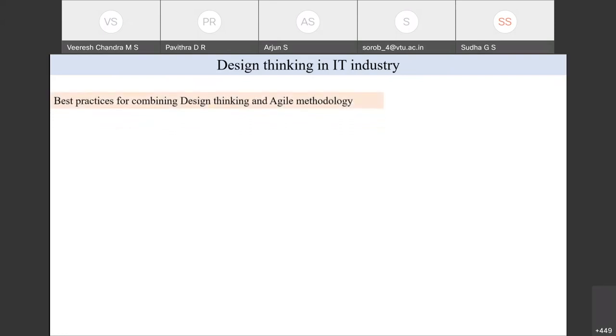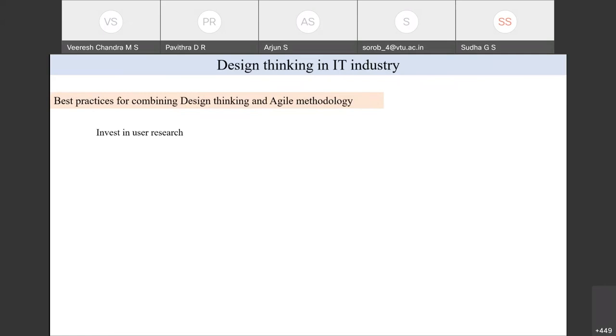Anyways, what are the best practices for combining design thinking and agile methodology? How do you combine them? The industries should think about investing in user research. User research in the sense of empathizing. Who is the user who is using the software at the end?